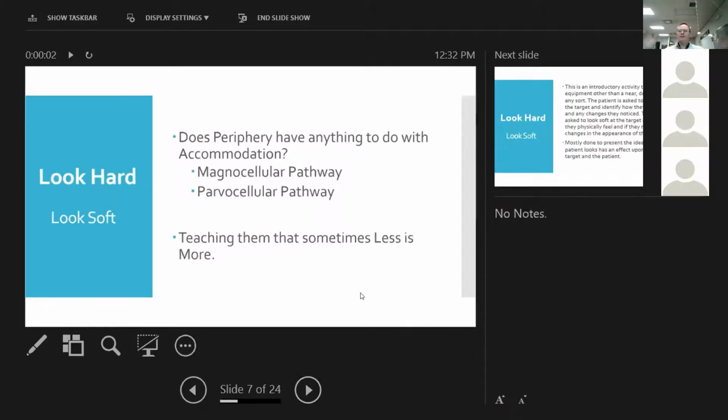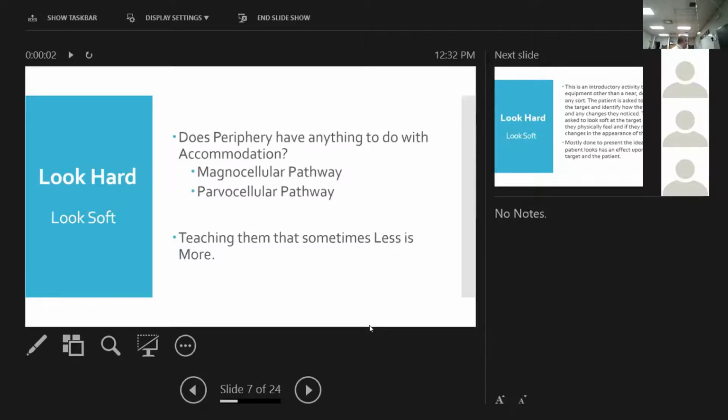All right. So the first activity I want to talk about is just look hard, look soft, okay? And a lot of people will say, well, James, this isn't an accommodation activity. This is a peripheral activity. You're right, okay? But does periphery have anything to do with accommodation? Okay, so let's think about it. We have a magnocellular pathway, we have a parvocellular pathway, okay? So for me, look hard, look soft is all about teaching them that sometimes less is more, okay?